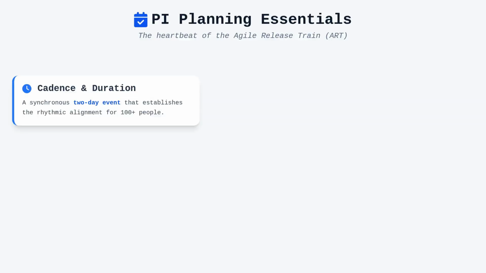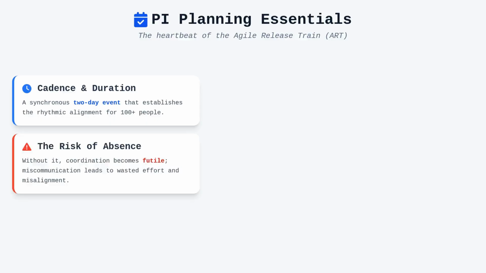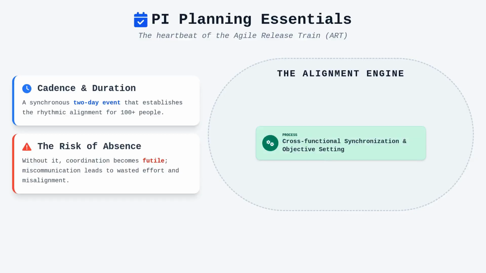Without this synchronous alignment, attempting to coordinate the efforts of 100 or more people becomes an exercise in futility, as miscommunication inevitably leads to wasted effort. During these 2 days, the entire train gathers to define a set of objectives for the coming program increment. This is not merely a scheduling exercise. It is a fundamental synchronization point where cross-functional teams establish a shared understanding of what needs to be delivered and how they intend to achieve it.